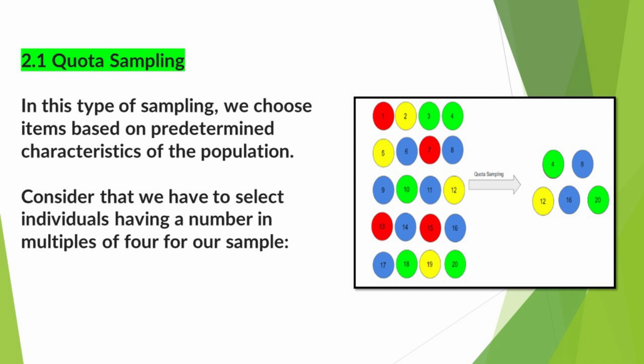Now, the second type of non-probability sampling is quota sampling. In this type of sampling, we choose items based on a predetermined characteristic of the population. Consider that we have to select individuals having numbers in multiples of 4 for our sample in this given example. So you can see the numbers which come in the table of 4. Those are selected as a sample for this.